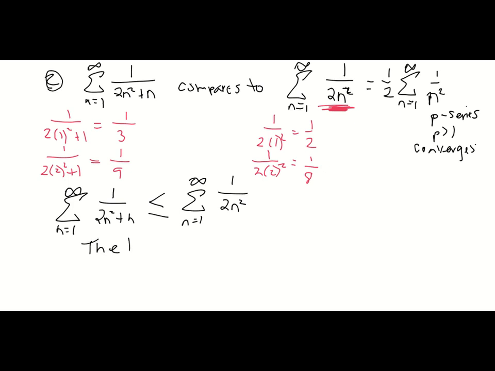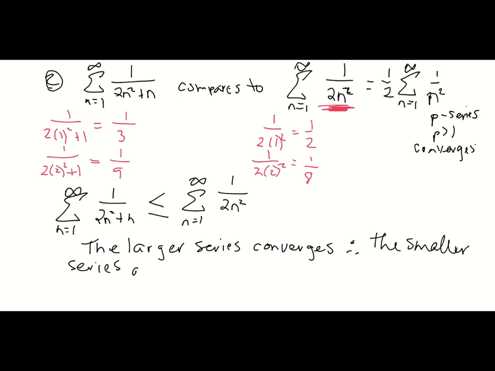So the larger series converges, therefore the smaller series also converges by the direct comparison test.